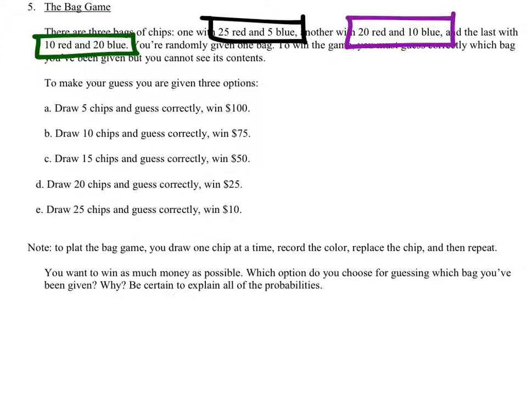I guess we should know this. To play the game, when you take a color out, you record the color, but then you put it back. That's still pretty good. I mean, you should theoretically be able to tell which bag you have based on that experimental probability that you have.